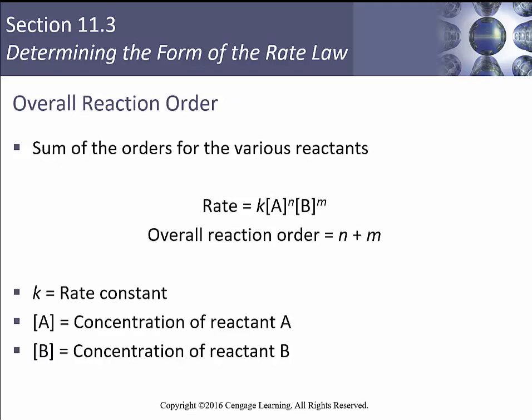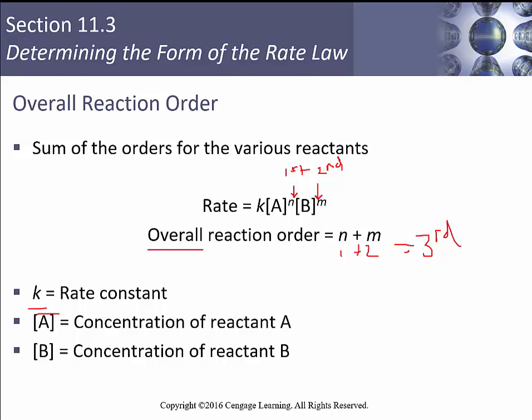So our overall reaction order is going to be the sum of the orders for the various reactants. So if we do an experiment where we've got two different reactants, A and B, they could very well have two different reaction orders, n and m, and our overall reaction order is just going to be n plus m. So if this one is first order and this one is second, our overall is going to be 1 plus 2. It's going to be an overall third order reaction. k is still our rate constant.